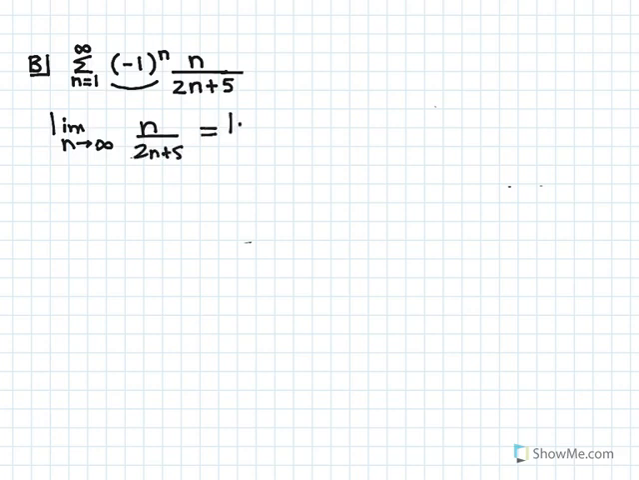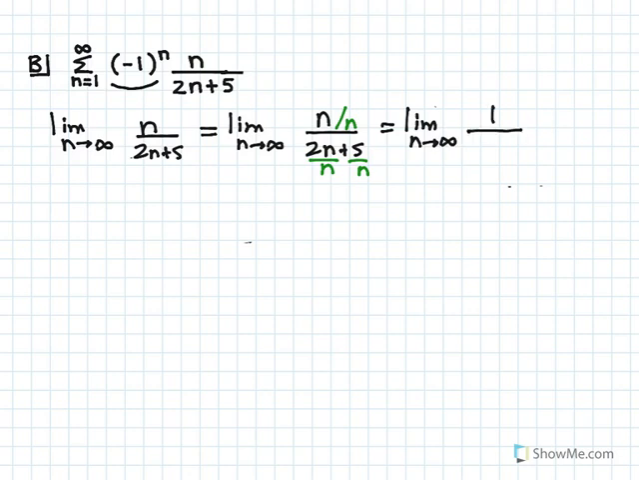This is equal to the limit as n approaches infinity. Let's divide by the highest power in the denominator. So we divide by n, divide by n, and divide by n, and take the limit. We have the limit as n approaches infinity. n divided by n gives us 1. 2n divided by n, the n's cancel out. We get 2 plus 5 over n. Now 5 over n approaches 0 as n approaches infinity. So the limit of the nth term is equal to a half. And of course that means it diverges by the divergence test.